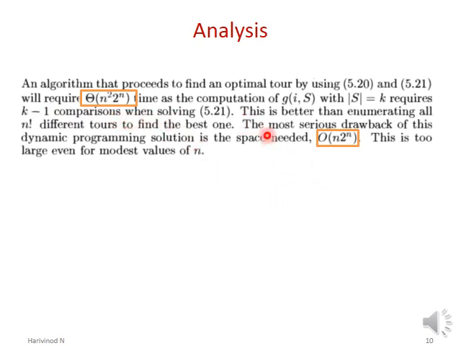The serious drawback of this particular dynamic programming solution is the space complexity. Actually, it requires big O of n 2 to the power n. This is too large even for the smallest value of n. So of course n factorial is reduced to 2 to the power n, but still it is quite large.